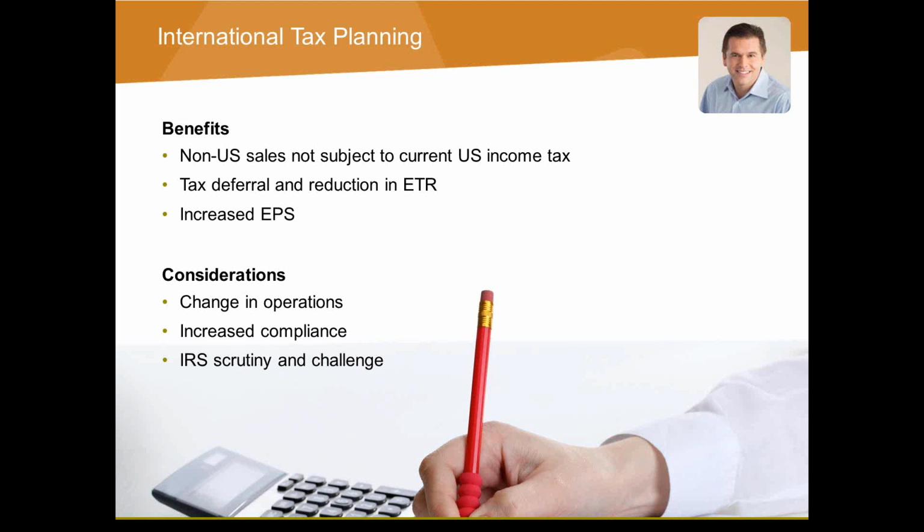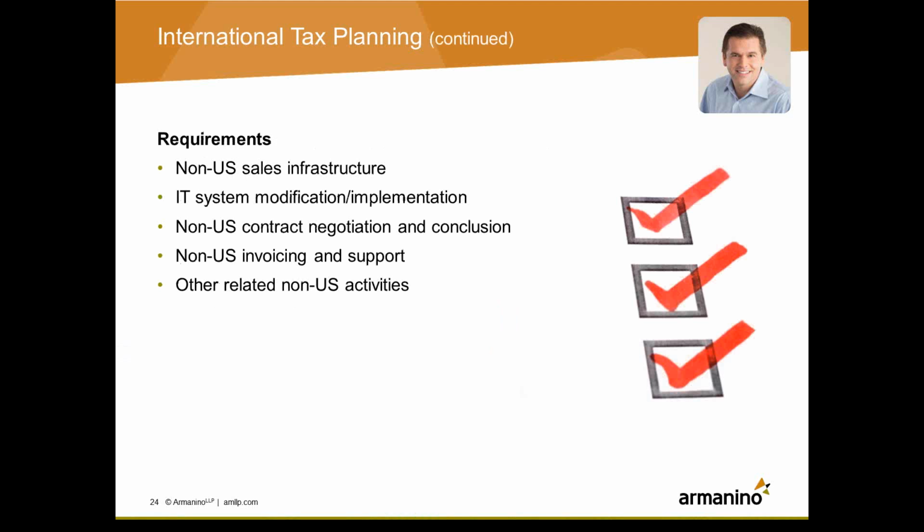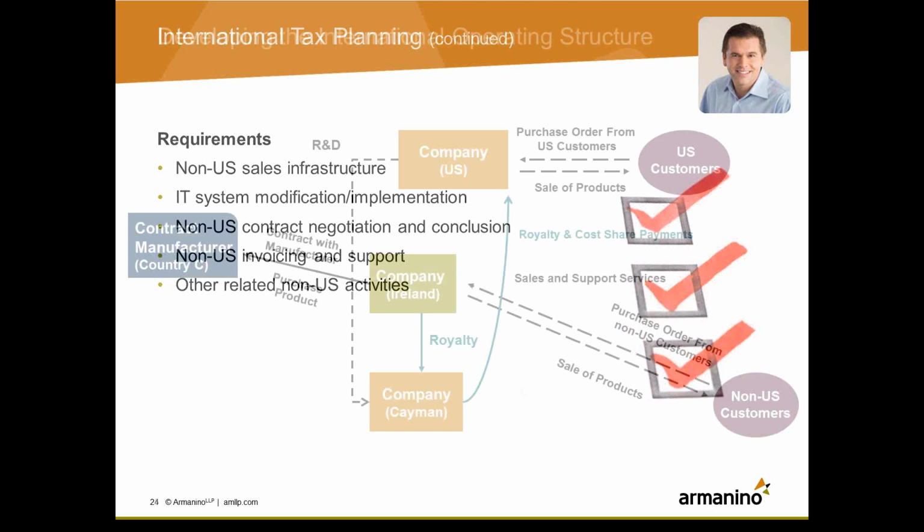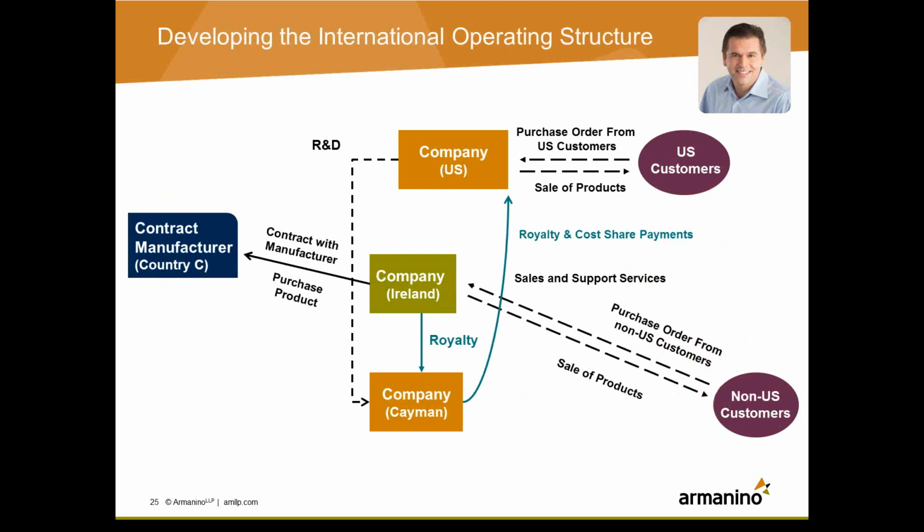Some of the considerations, just really quickly, is that this is not a paper transaction. There are typically changes in operations. There's increased compliance as well as accounting to make sure that everything operates correctly. And it is subject, as we talked about before, to scrutiny from both the U.S. and other tax authorities. So what does it entail? The key requirements, and we'll talk a little bit over these off the next slide, which shows the basic structure.